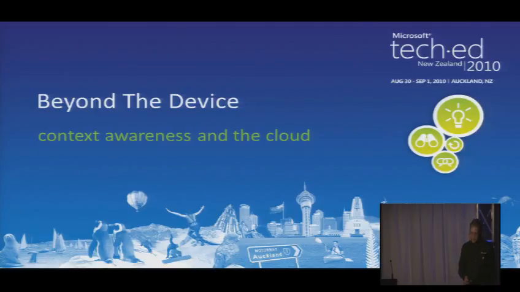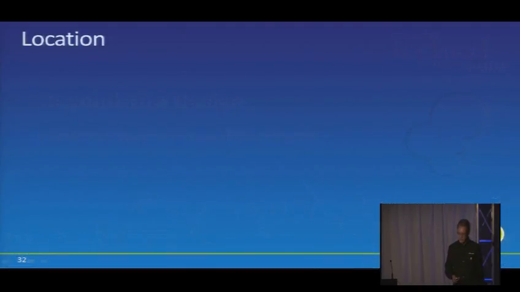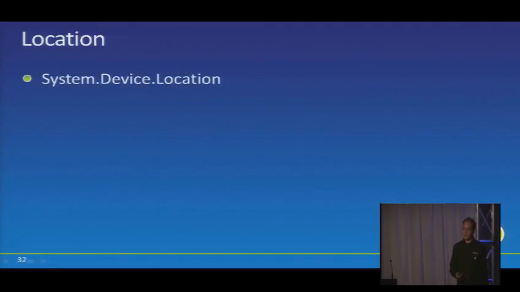So for the next section, we're going to look at things that happen outside of the device, because obviously those have all been specific to the UI of the application. The first of these is location. Now, in Windows Mobile 6, you had the GPS API, which was there in native code, and there was a sample to do it in managed code, but it wasn't really supported.